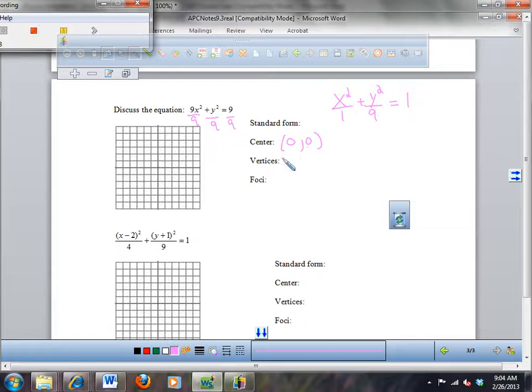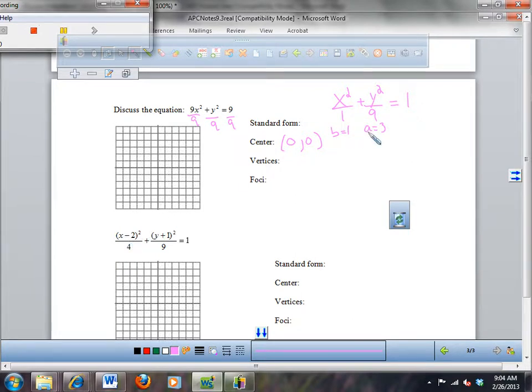Okay? And then the vertices, the a. This is not a, right? This is a in this case. So a is what? The square root of 9, which is 3. And b is 1. Why is that? Because a is always bigger than b. So if the bigger number is underneath the y squared, then it goes with the a. So the bigger number is always a. Yes, Jeff? Why is the center 0? Because there's no h, k. If they were like this, then the center would be different.